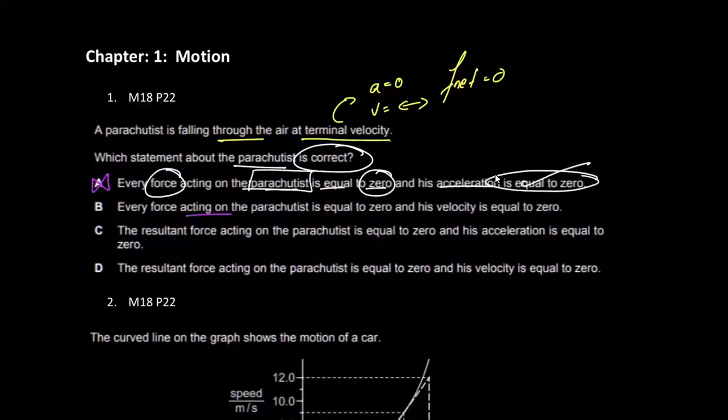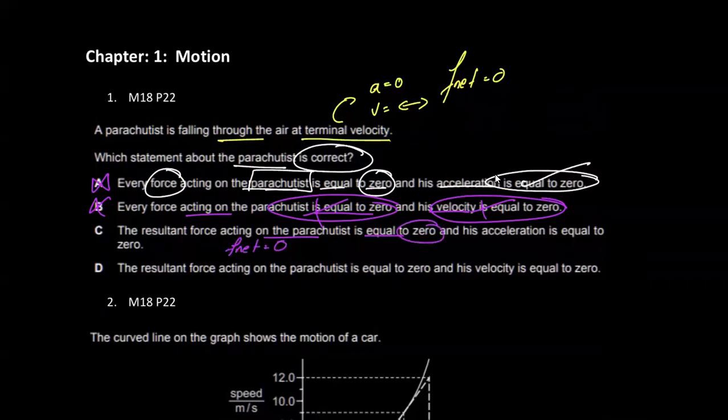Every force acting on the parachutist is equal to zero and its velocity is equal to zero. This part is wrong. This part is also wrong. C. The resultant force acting on the parachutist is equal to zero. Okay, this part is correct. And its acceleration is also equal to zero. So your answer is going to be C.